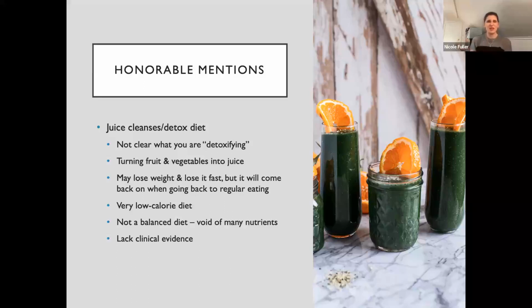Basically, these types of things are just fruit juice. And when you do that, you miss out on the fiber. They're pretty much just very low calorie diets. Sure, you might lose weight, you're going to probably lose it very fast, but the minute you go back to eating regular food, it's not really teaching you how to eat or a good relationship with food. It's just a very low calorie diet. It's obviously not a balanced diet because it's missing a lot of nutrients. And there's really a lack of clinical evidence about it in the long term.